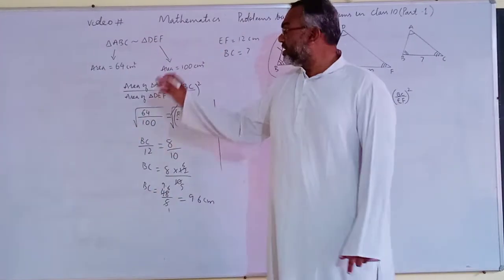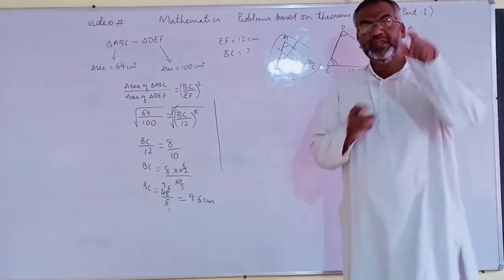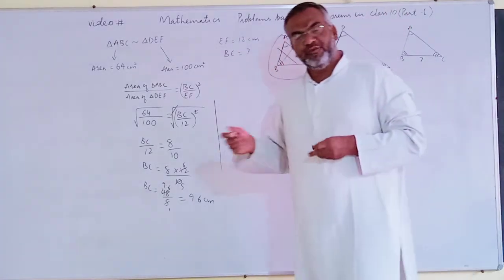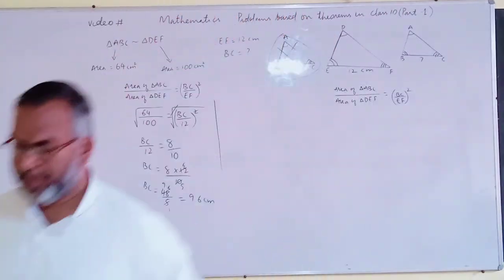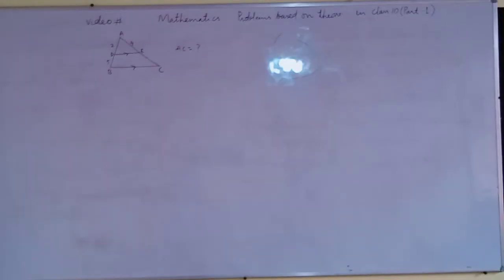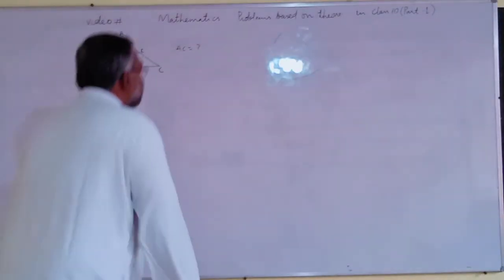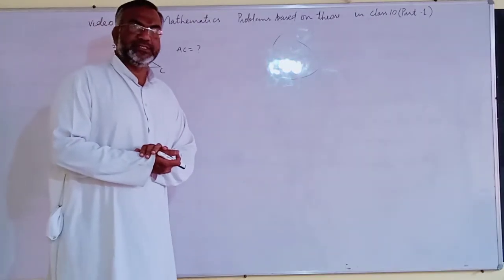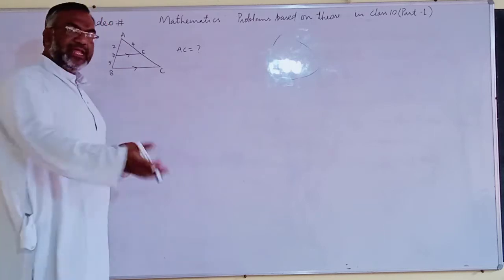This is how we used the theorem on areas of similar triangles to solve one problem, right? We'll solve the next problem now. Our next problem is based on another theorem.